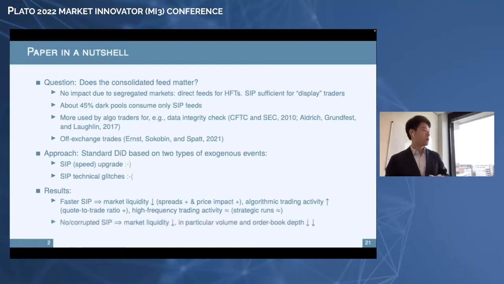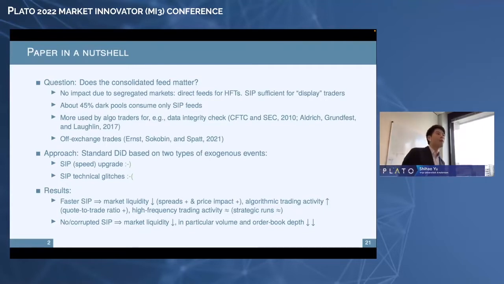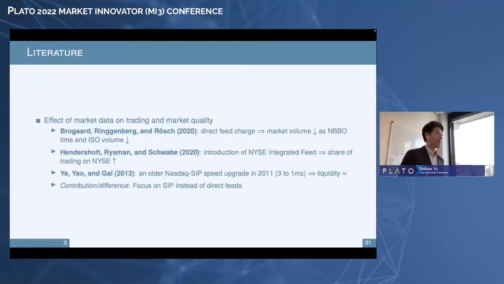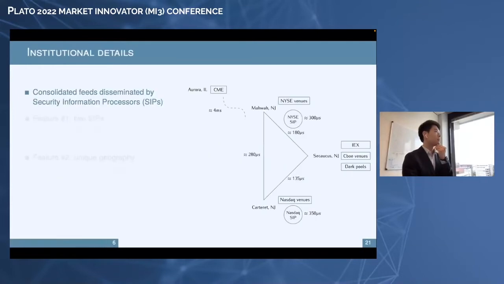If we move to the negative events, when the SIP is unavailable or corrupted, I find that market liquidity drops, which is not so surprising, but in particular the volume and order book depths are affected the most. So that is the paper in a nutshell. Now we get to the details on the data and the approach. Before that, I will skip the literature review due to time constraints.